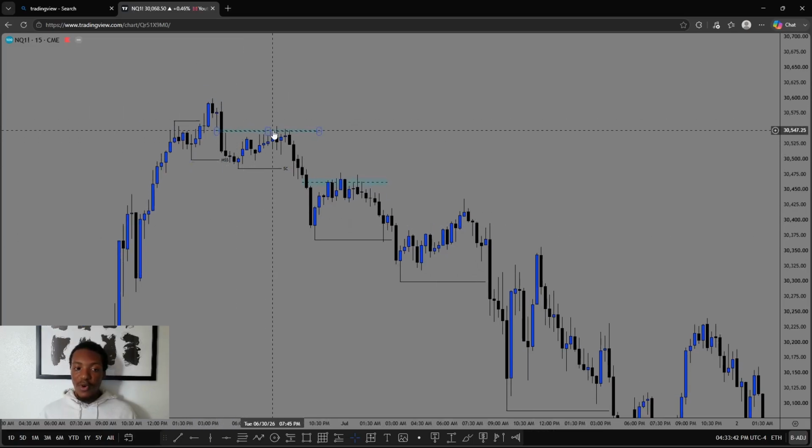You want to short in the pullback. Take your profits in the expansion. Short again in the pullback. Take your profits again in the expansion. Short in the pullback. Take your profits again in the expansion, and do that over and over. We'll go over one more example so you can really get a good grasp.